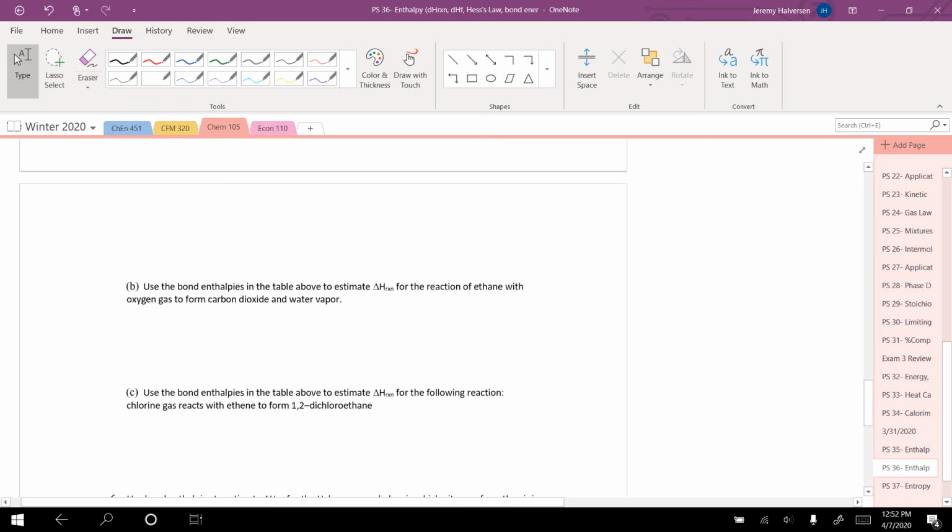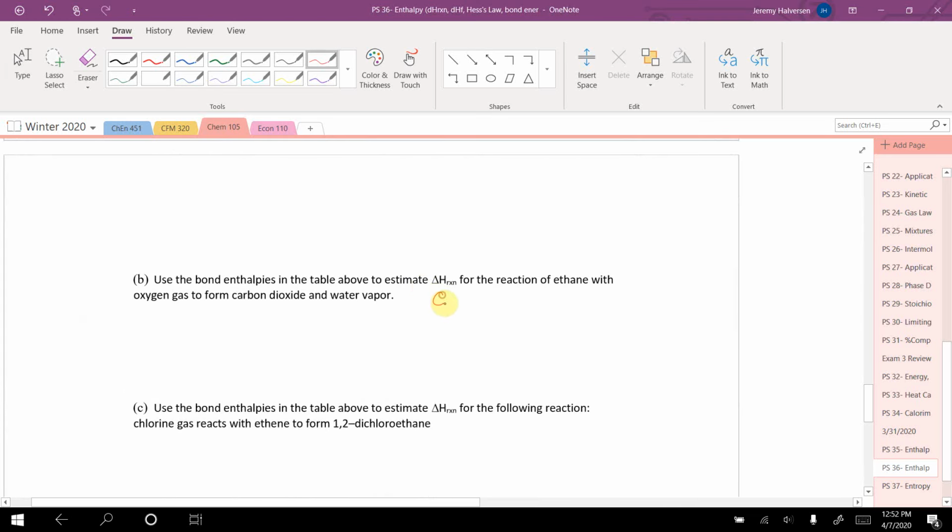All right, using the bond enthalpies, estimate delta H reaction for the reaction of ethane with oxygen gas to form CO2 and water. So ethane, C2H6, plus O2 makes CO2 and water. Let's balance it. I need 2 of those, 3 of those, 4, 7 halves of those. I want one thing for ethane. When we talk about combustion, we like to only burn 1 mole if possible.